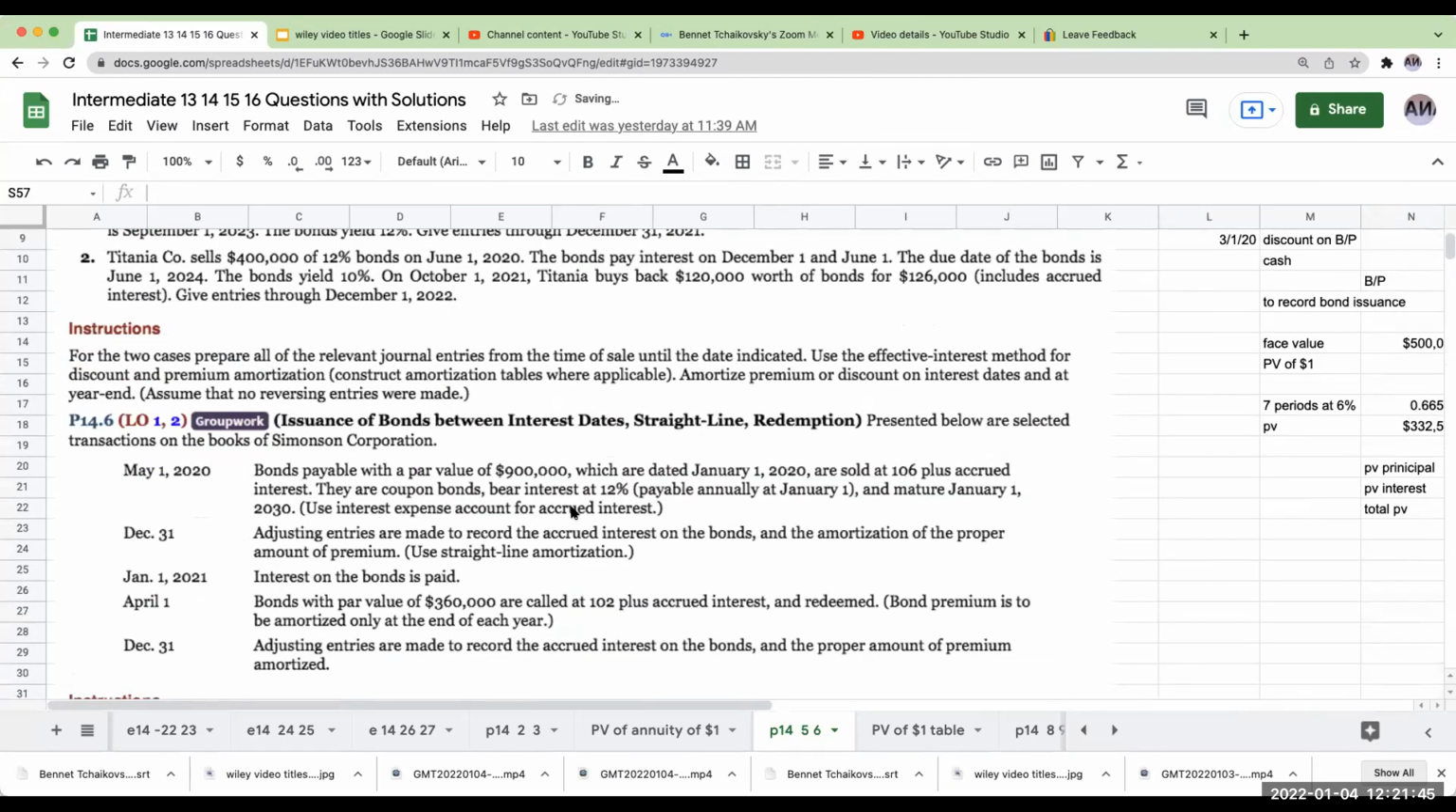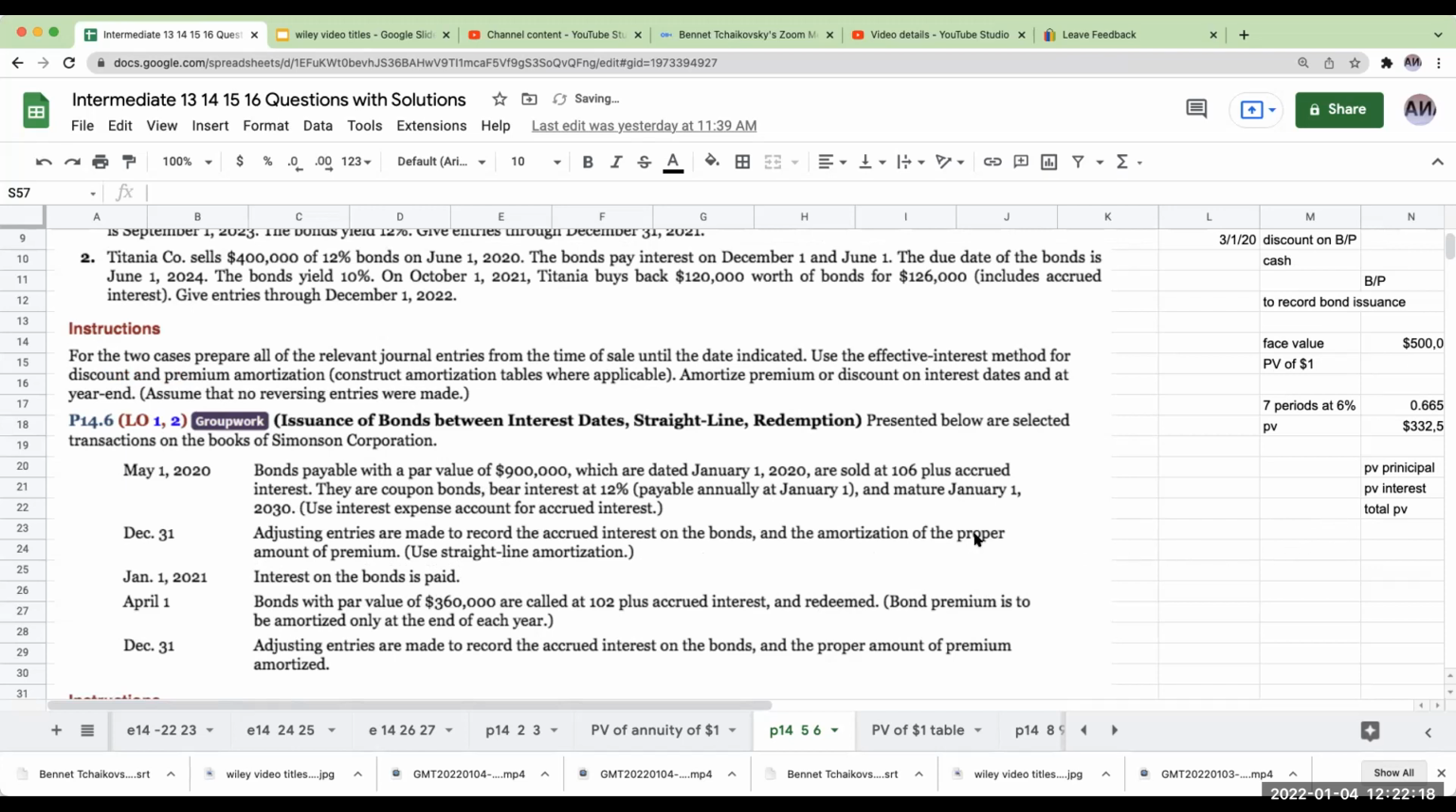Okay, so Titania sells 400,000 of 12% bonds on June 1st, 2020. The bonds pay interest on December 1st and June 1st. The due date of the bonds is June 1st, 2024. The bonds yield 10%. On October 1st, we buy back half, or 120,000 worth of bonds for 126 and includes accrued interest. Give the entries through December 1st, 2022. Wow, this is going to be fun.